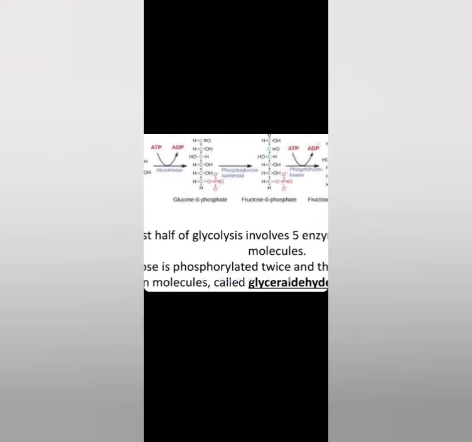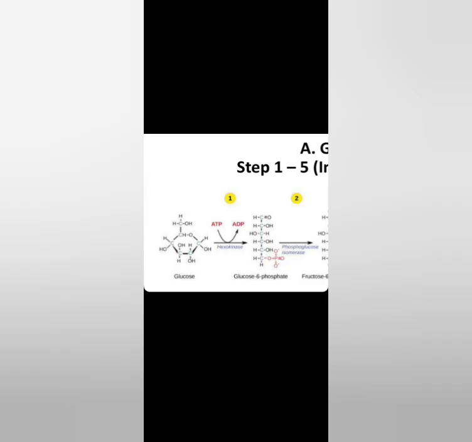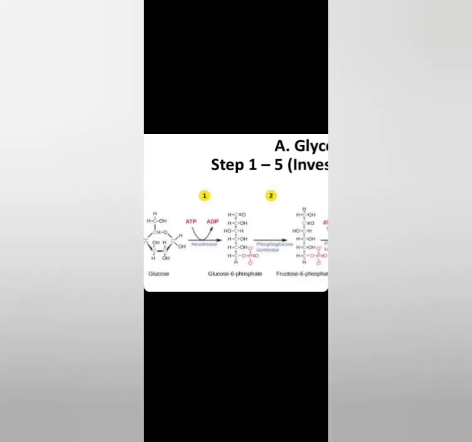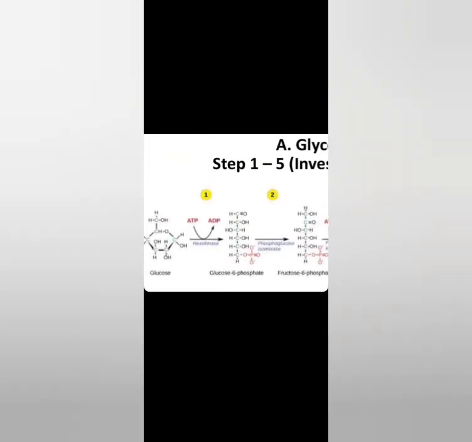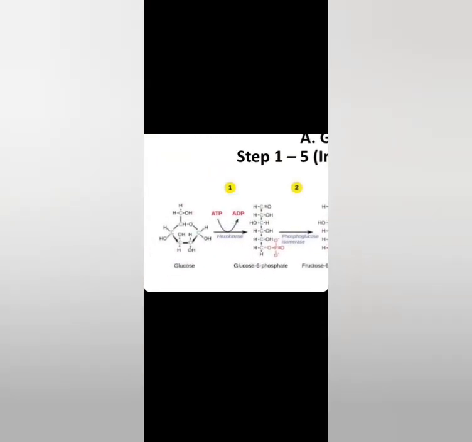You don't need to know the name, but you can guess what it is based on the name. Glucose 6-phosphate. Step 1 is irreversible because it requires energy. It's irreversible, so you can see an arrow going in one direction. Step 2 is reversible, meaning you have an arrow in both directions.